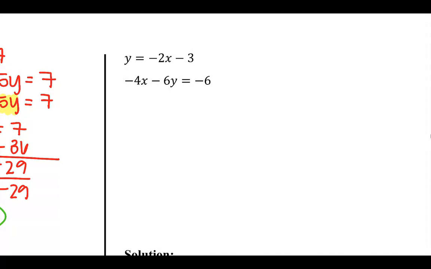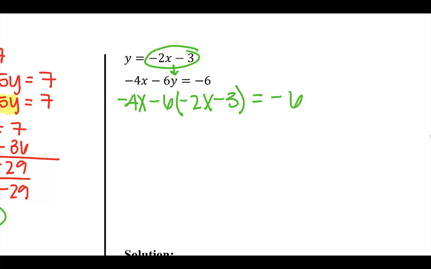So I've got this y equals negative 2x minus 3. Well, I know what y equals, so everywhere I see a y, I'm plugging in negative 2x minus 3. So I've got negative 4x minus 6, now I'm putting in parentheses all of this stuff here, equals negative 6. And then I go to solving.